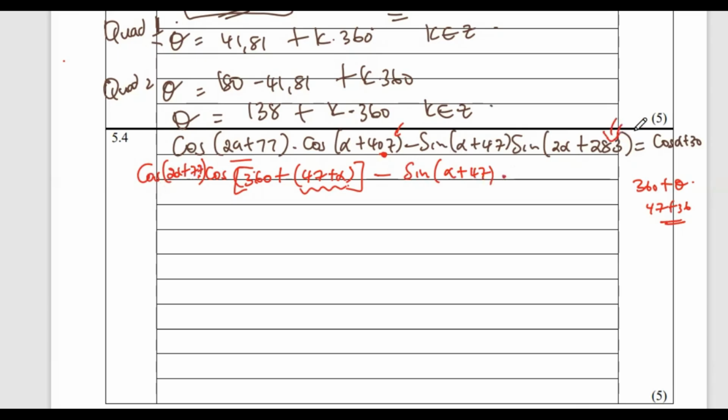Where do I find 283? 283 is in the third quadrant, which is 180 plus something. So 283 minus 180. I won't use that. That doesn't make sense, man.